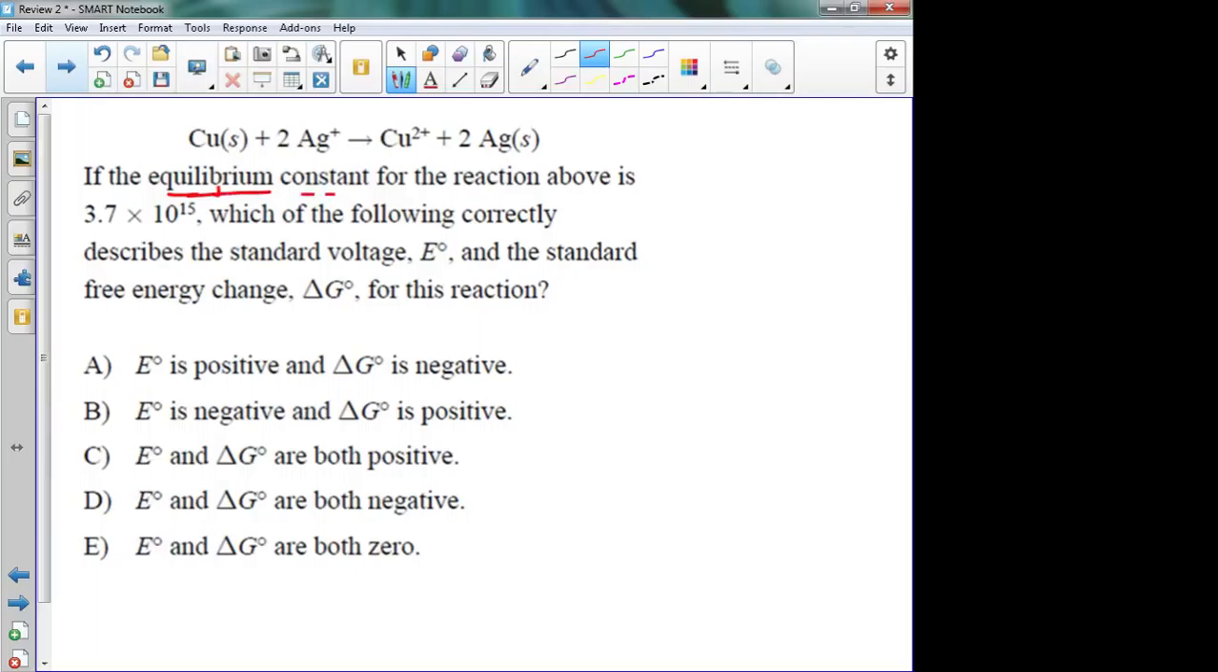They give me an equilibrium constant, K, of 3.7 times 10 to the 15th. So this means K is much, much, much greater than 1. So what's the E naught and the delta G going to be? E naught is positive, delta G is negative. You got to know those favorable conditions, right? I'll do them one more time. Favorable conditions: K is greater than 1, E naught is positive, delta G is negative. So unfavorable would just be the exact opposite.